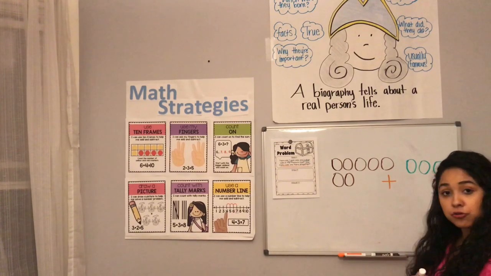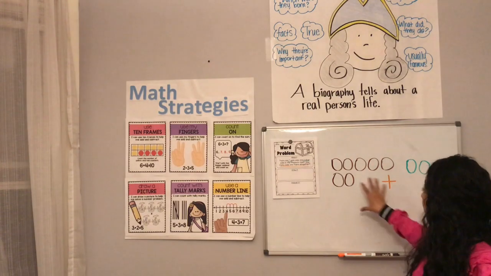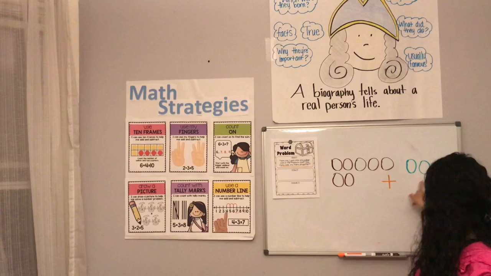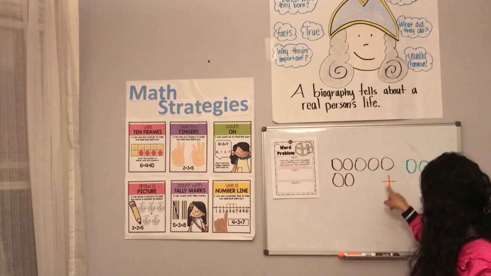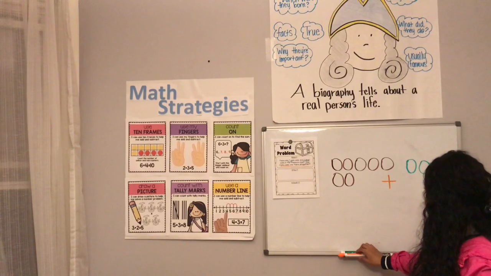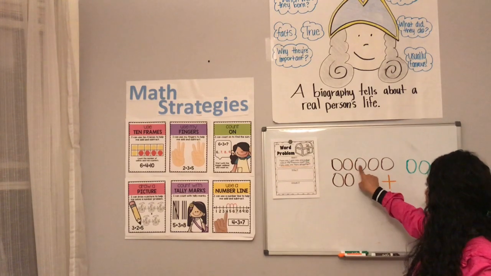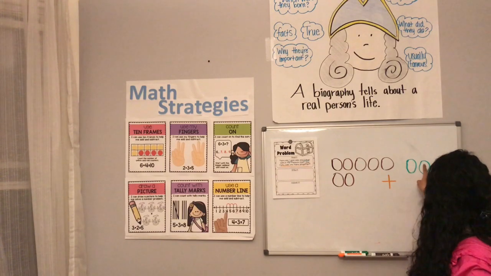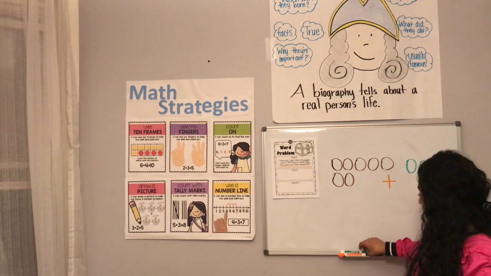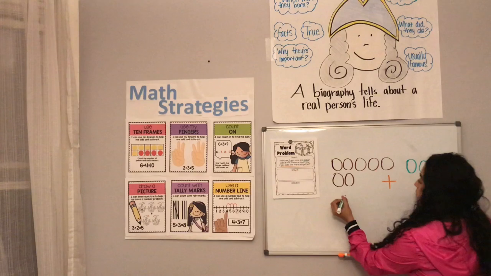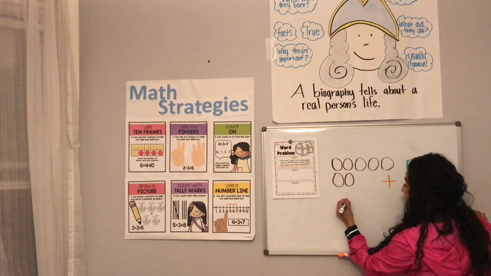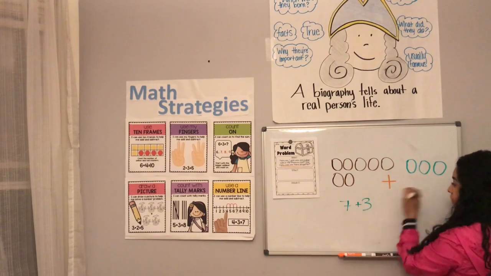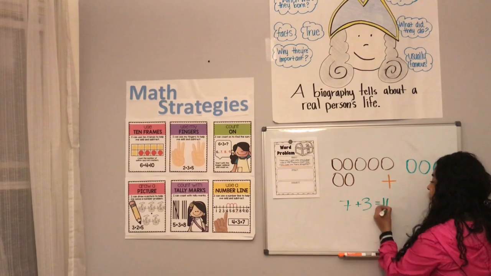So this is a picture representing what I read. This picture is telling me that there are 7 coins and 3 coins that I'm trying to add together. So I'm going to go ahead and count those. 1, 2, 3, 4, 5, 6, 7, 8, 9, 10. So again, just like before, 7 right here, plus 3 over here is 10.